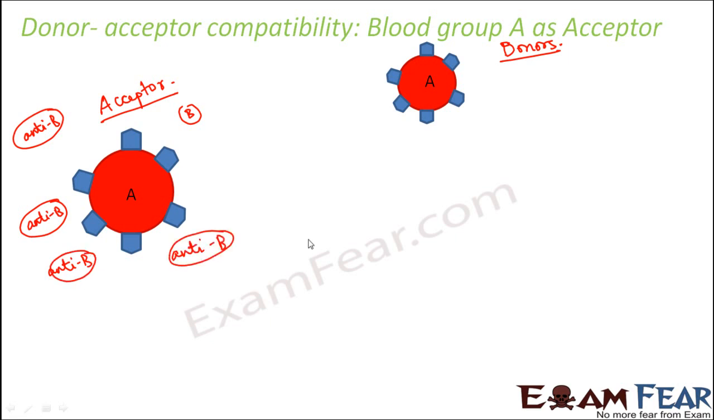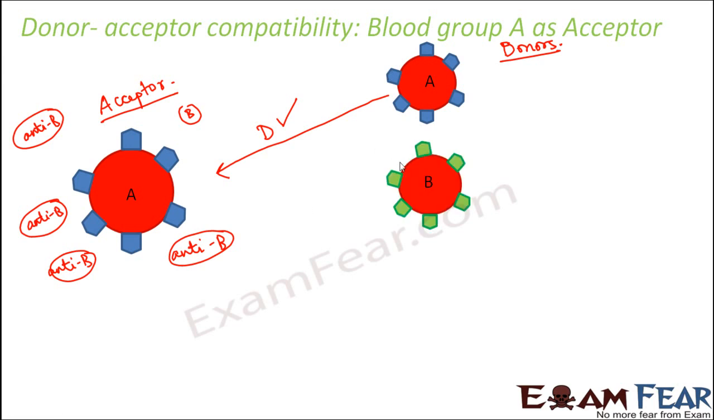Now what would happen if a donor comes who has blood group A? The donor also has the same antigens. What would happen if these blood cells come inside the body of this acceptor? The antibodies present here are antibodies B, so these antibodies B will not attack antigen A. That means somebody with blood group A can be a donor, because they are safe. The antibodies here are not going to attack the antigens in A.